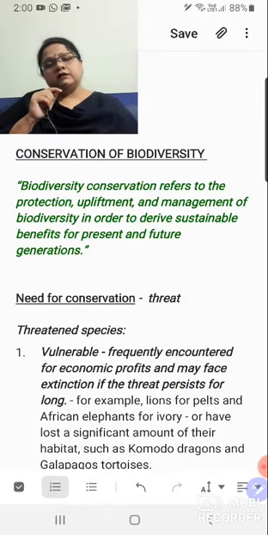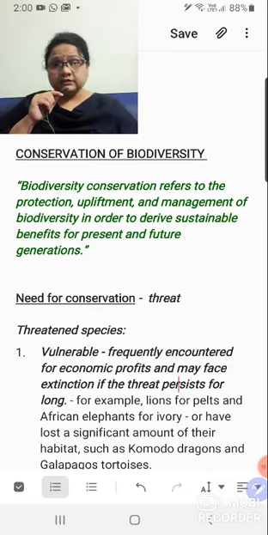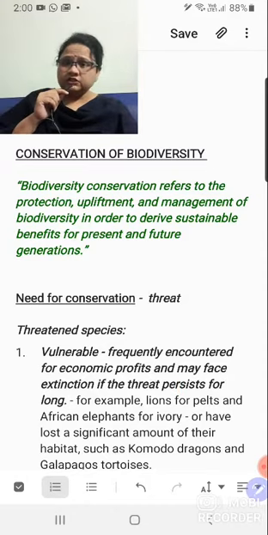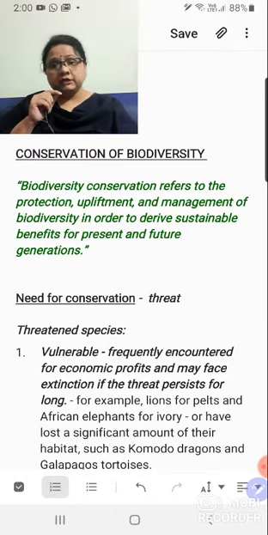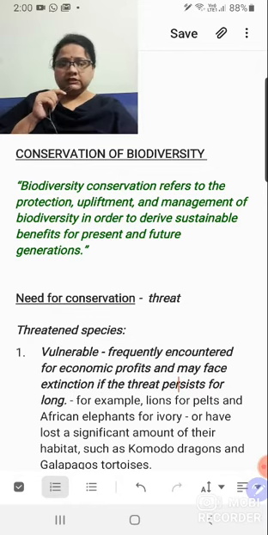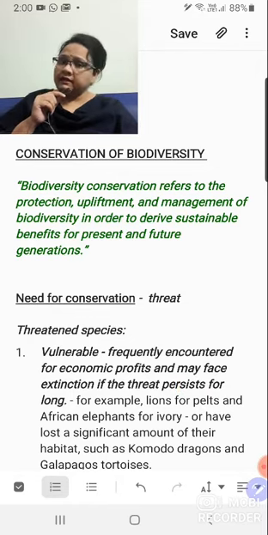Thereafter, when we have already understood what is meant by conservation of biodiversity, we are protecting. The first word that comes to mind is protection. Protection, maintenance, upliftment to achieve sustainability, so that the varieties of plants and animals can live for a longer time, right? Why is there a need?